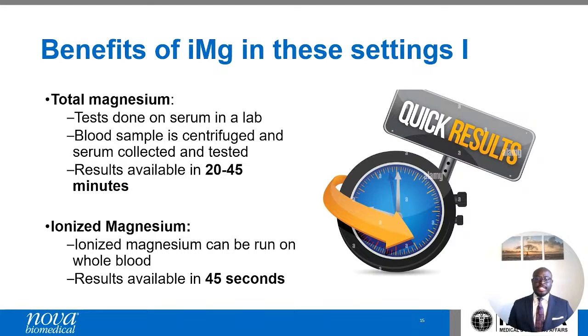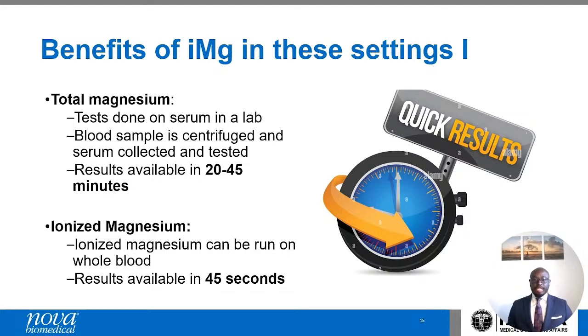In all of the previous examples or clinical situations where we mentioned magnesium being important, even critical, ionized magnesium may even be more important for pretty much the same reasons. First situation is if we need quick results. Because total magnesium requires you to collect whole blood, spin the sample, collect the serum, and then measure the magnesium. This process usually takes about 20 to 45 minutes because it's done in the core lab.